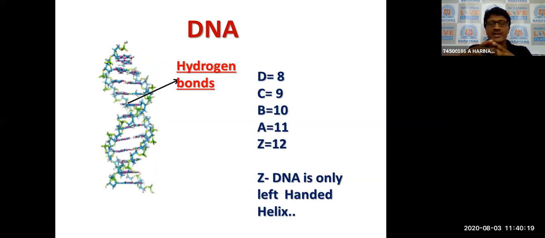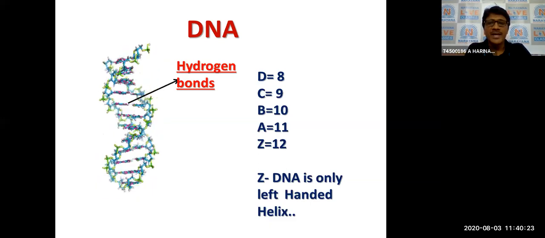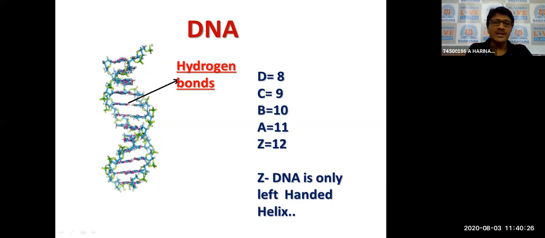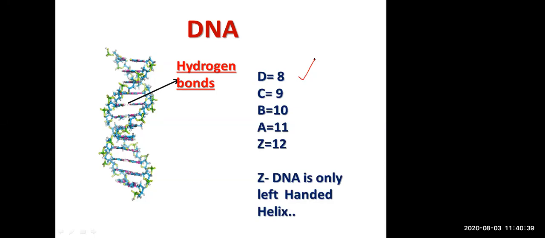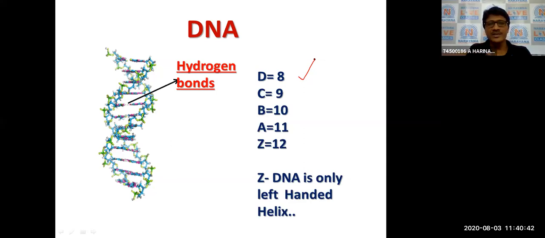They are classified into different types based on the number of base pairs per turn. For example, dDNA consists of 8 bases, cDNA 9 bases, bDNA 10 base pairs, aDNA 11 base pairs, and zDNA consists of 12 base pairs.